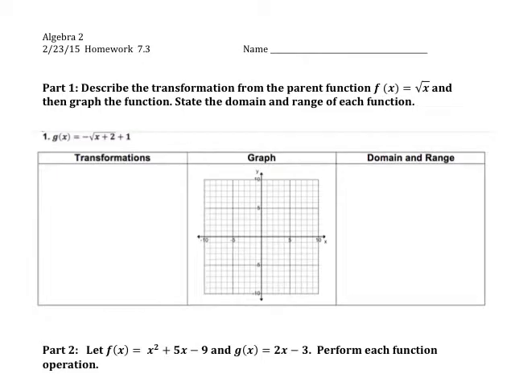Alright, number one, we need to describe the transformations here. So to begin, we look if there's a number in front. In this case, we just have a negative that causes it to be a reflection. Generally a reflection over the x-axis.